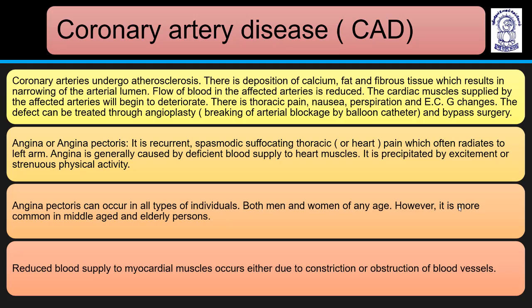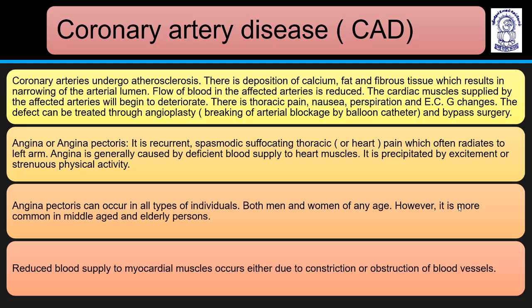Angina is generally caused by deficient blood supply to the heart muscles. It is precipitated by excitement or strenuous physical activity, meaning it can happen because of overexcitement or strenuous physical activity. Angina pectoris can occur in men and women of any age. However, it is more common in middle-aged and elderly persons.